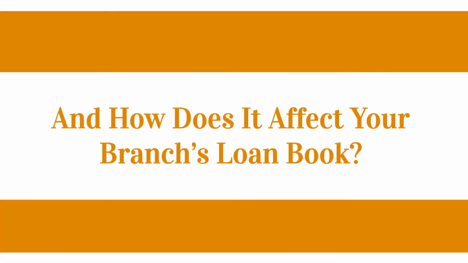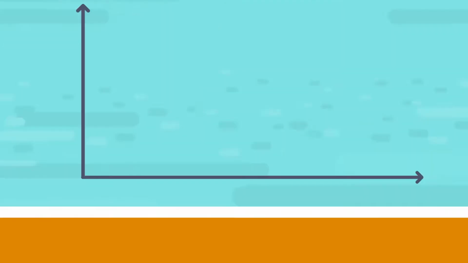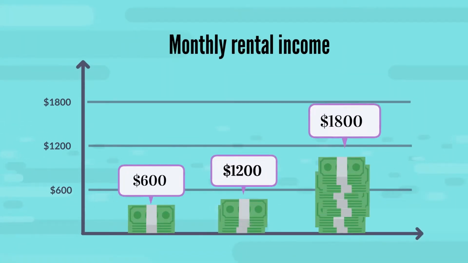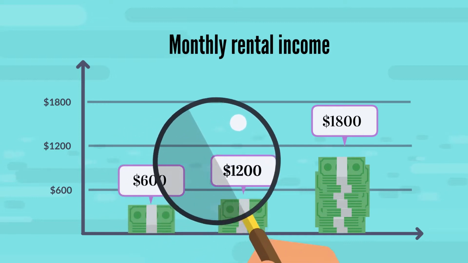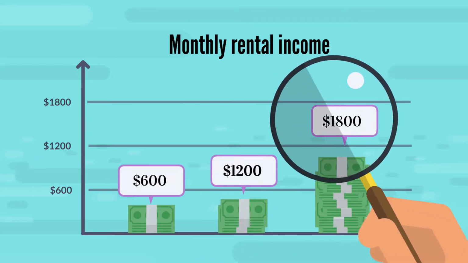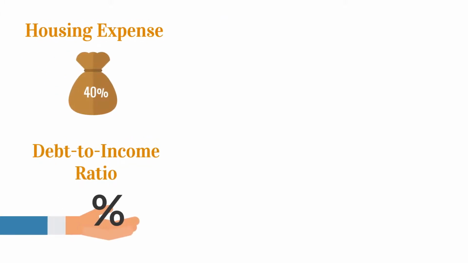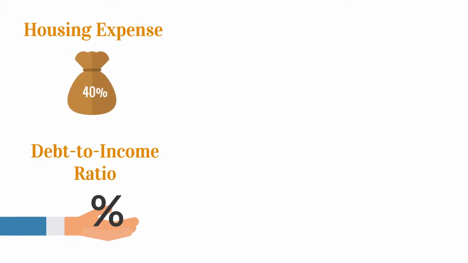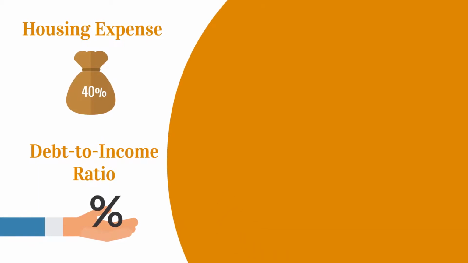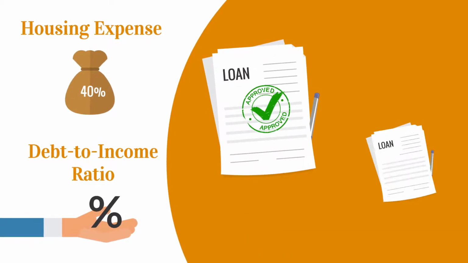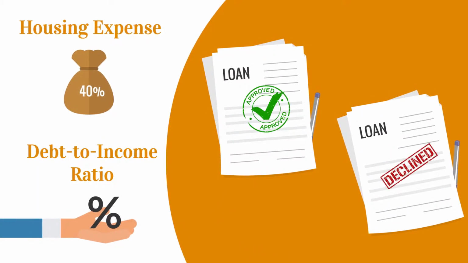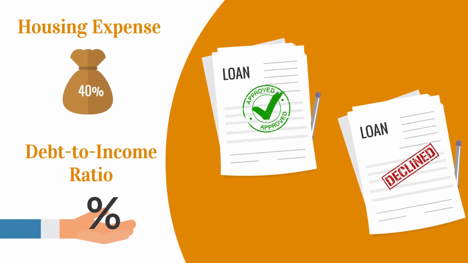And how does it affect your branch's loan book? Final loan approval decisions are made using the monthly rental amount. It's an important number to determine if your customer can or can't afford a loan. When used together, the housing expense and the DTI, debt-to-income, calculations, which is run in the background, ensures that every good loan is approved and every bad loan is declined.